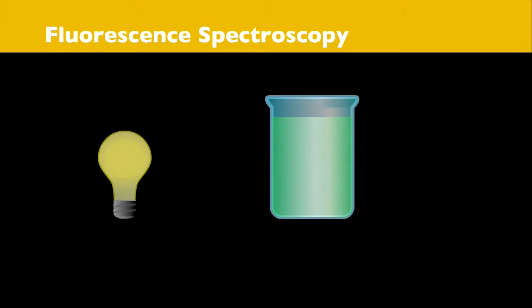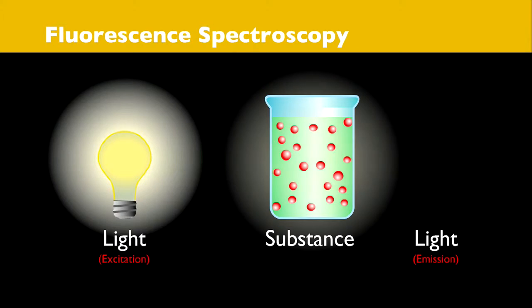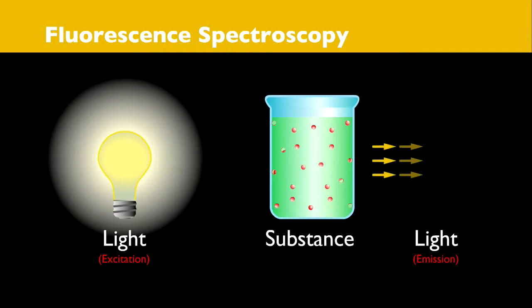What is SFS? It all starts with light. When light is shone into a substance, it may cause its molecules to change to an excited state and then relax back to their original state. When the molecules relax, they emit light. Fluorescence spectroscopy is the study of the light that is emitted from a substance as it returns to its relaxed state.